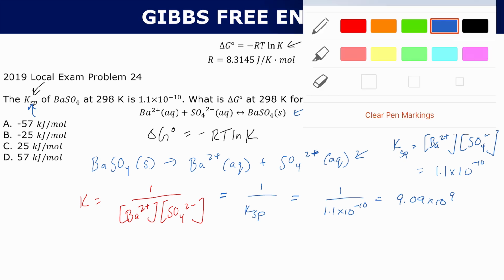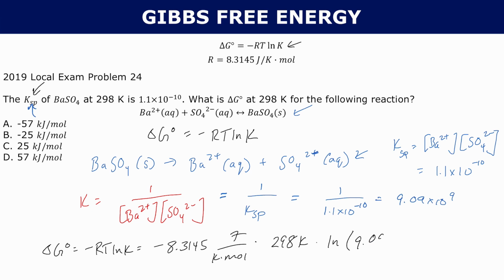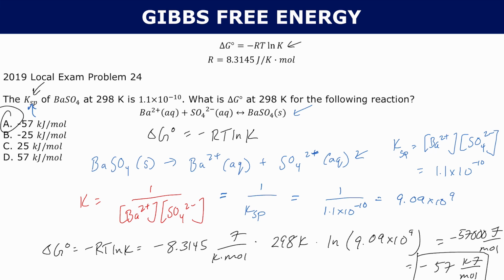And so now we can plug everything into our equation. We know that delta G standard is equal to minus RT natural log of K. So that's minus 8.3145 joules per Kelvin times mole times the temperature, which is 298 Kelvin, times the natural log of K, which is 9.09 times 10 to the 9th. And if you did out all this math, it would get you about negative 57,000 joules per mole, which is negative 57 kilojoules per mole, which is answer choice A. And that is your answer.